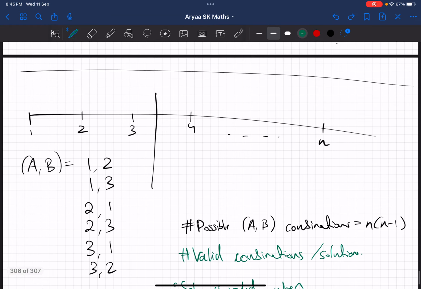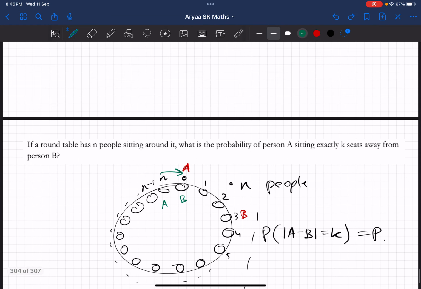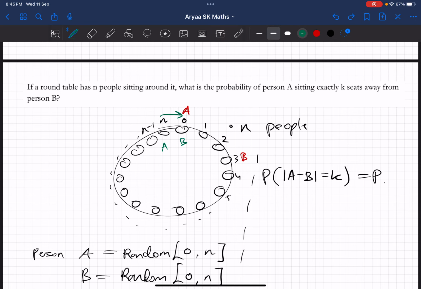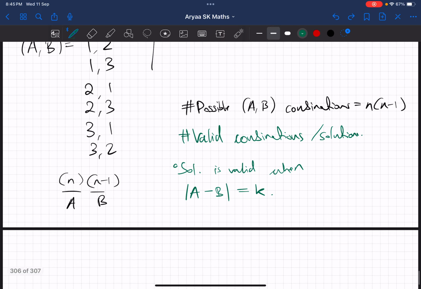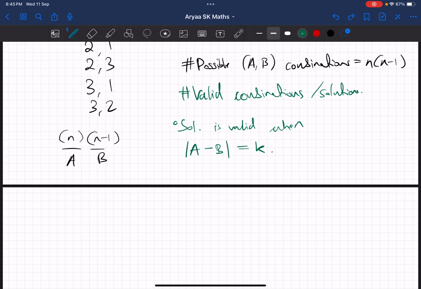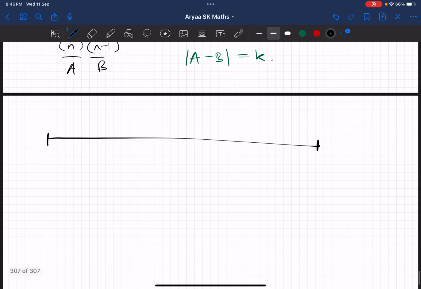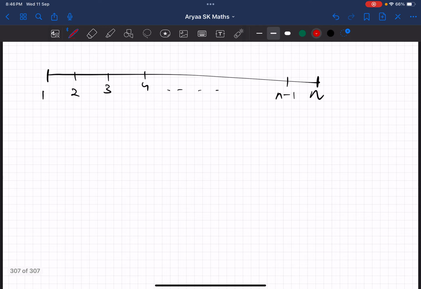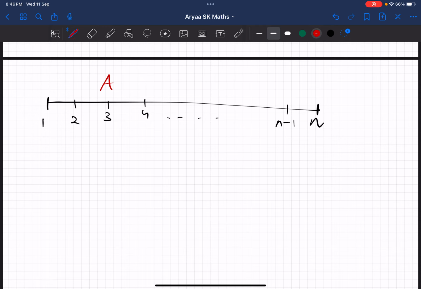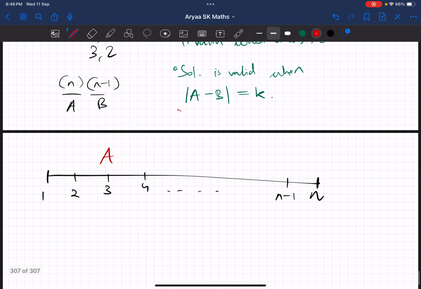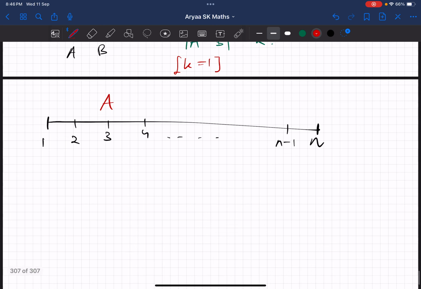Okay, and let's just have a look at the original question. N people. So I'm assuming the answer is going to be a function of n and k. But let's just think about this. So draw out the number line again. Or maybe I'll turn it into a circle, actually. No, number line's fine. So 1, 2, 3, 4, all the way up to n minus 1, n. So if we put A over here, let's first think about the case when k equals 1. So how many valid solutions?